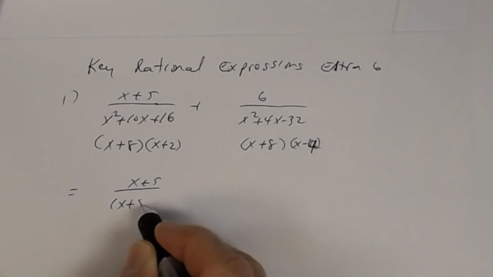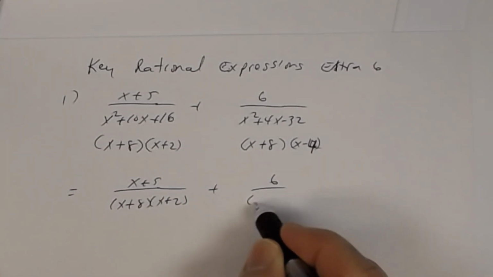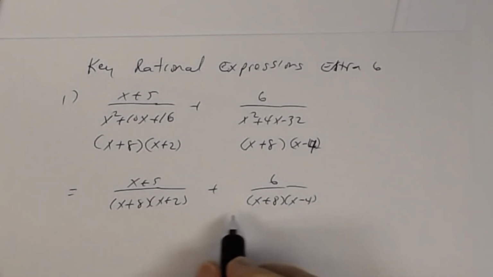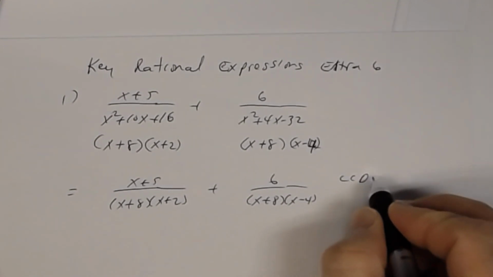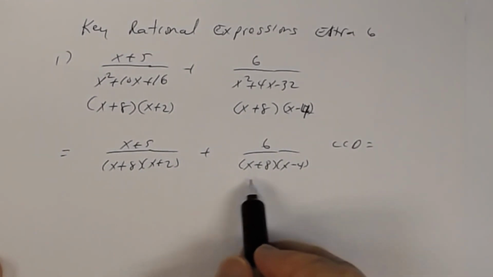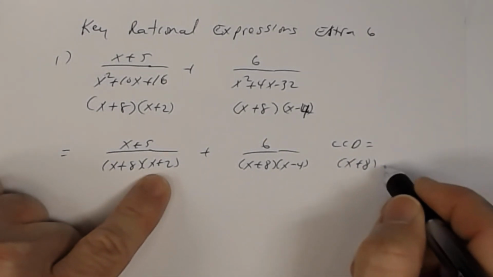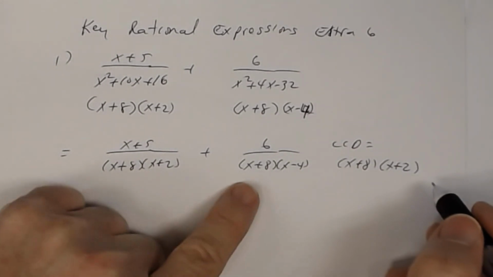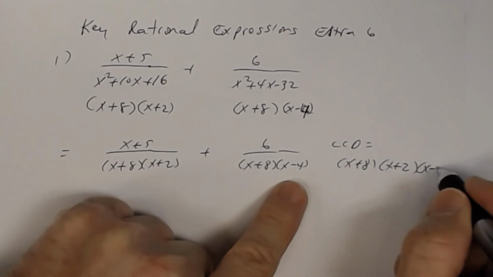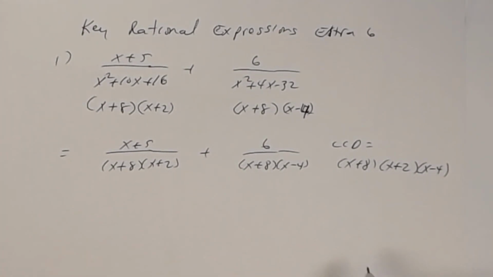So we have x plus 8, x plus 2 in this denominator, plus 6 divided by x plus 8, x minus 4. Once you get it into factored form, you can easily determine the least common denominator. Your least common denominator must include every factor you see. I see an x plus 8, I have to use it. I see an x plus 2, I have to use it. I see an x plus 8, I already have it. I see an x minus 4, I have to use it. So your least common denominator involves those three factors.